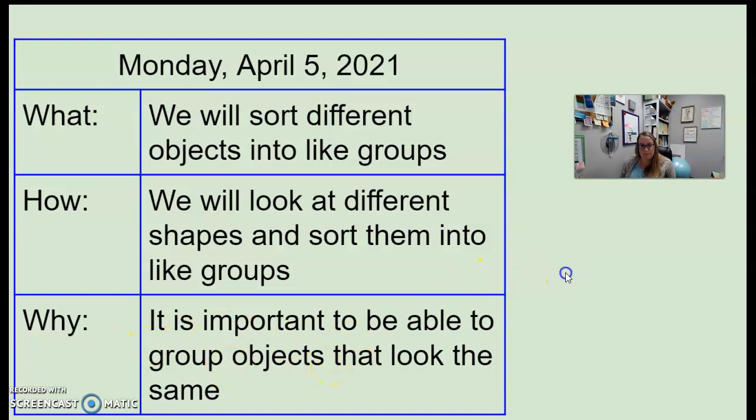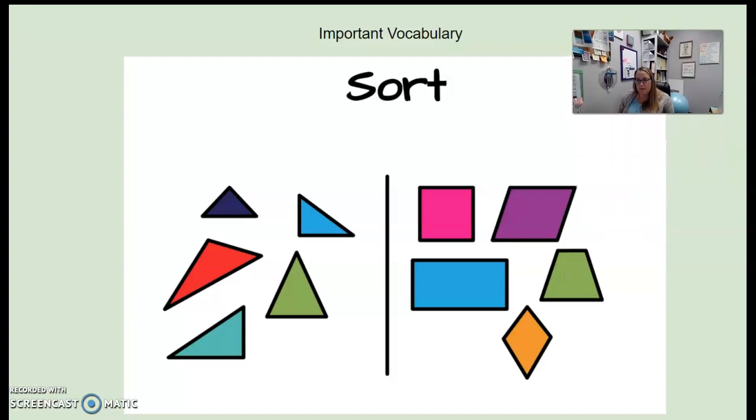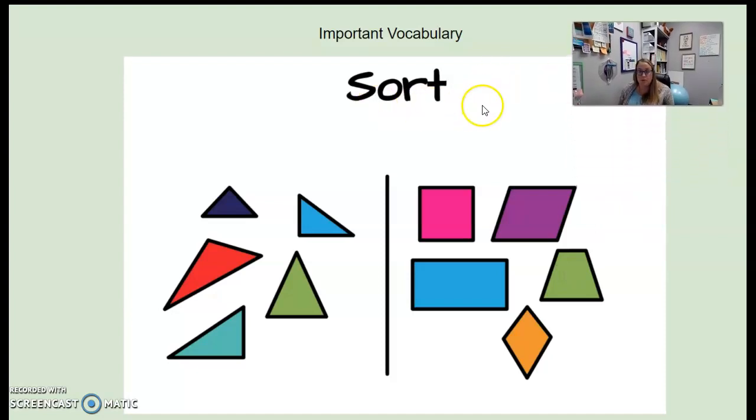So let's get started. Here are our vocabulary words for today. Today we have the word sort. So this one's a review from last week. Remember, if we sort something, we're putting things that look similar in the same group. So this is a group of triangles, and this is a group of quadrilaterals, but they are sorted so that they're not all mixed together.